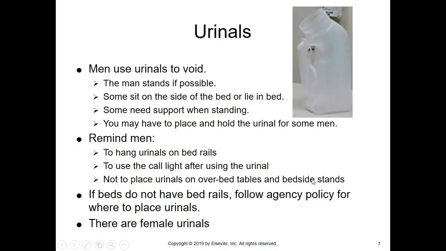That is a state test question each year too. If the person doesn't have a bed rail, maybe they don't have side rails, then you have to do what the facility says. Okay? There are female urinals. I have not seen one in many years, so I'm not going to talk to you guys about those. They are just, the opening is shaped differently. Okay?